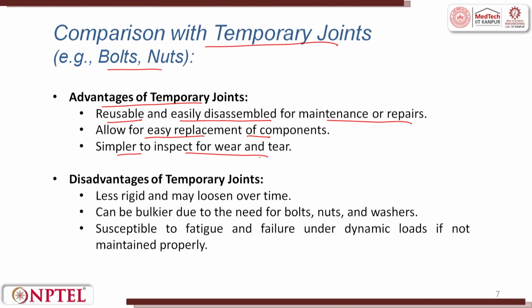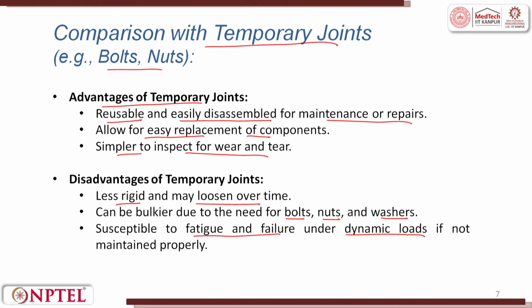On the other hand, the disadvantages of temporary joints are they are less rigid and may loosen over time. They can be bulkier due to the need for external hardware like bolts, nuts, and washers, which all add to the weight of the final assembly. They are susceptible to fatigue and failure under dynamic loads if not maintained properly.